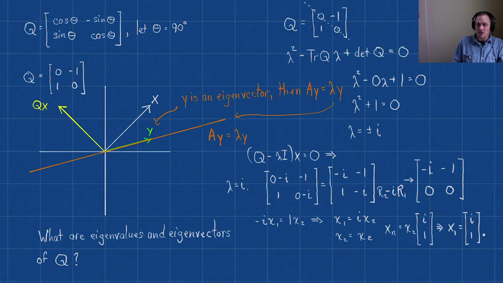So you can even have eigenvalues and eigenvectors that have imaginary components.